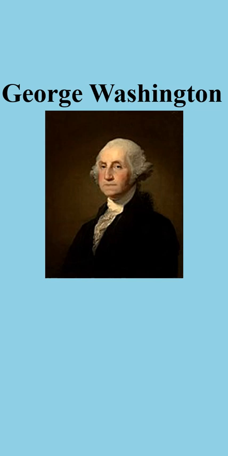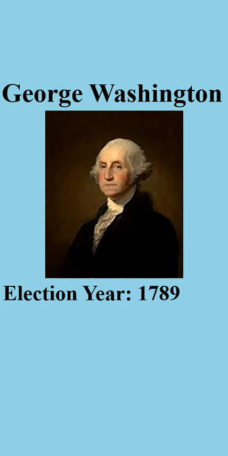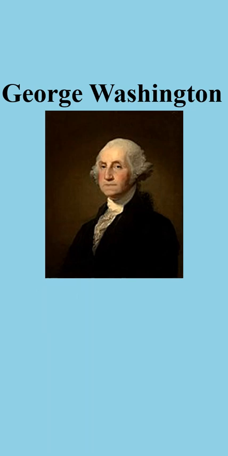In this video, we'll see the US presidential election results. The first election took place in 1789. This was the first presidential election in the USA, and the winner was George Washington. He was the first president of the US, and the result was 69 votes.